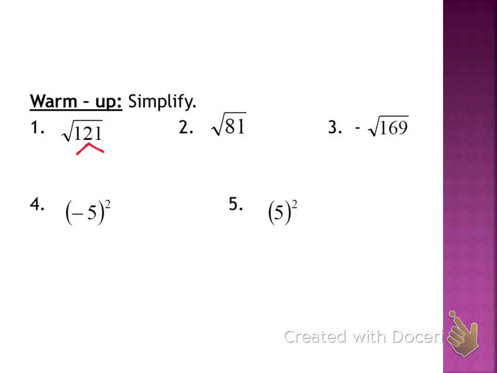Now this one is a little bit tricky. What could we multiply to get 121? 11 times 11 is going to be what works here. Why is it nice that that's what works? Because it's a pair. So that means the square root of 121 is equal to 11. Do we need a radical anymore? No. So we can just leave it alone.